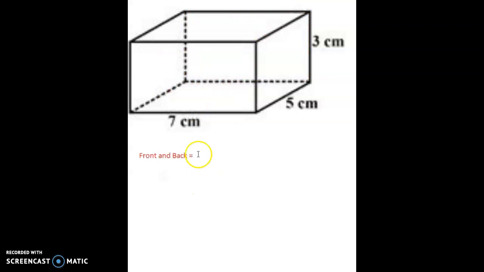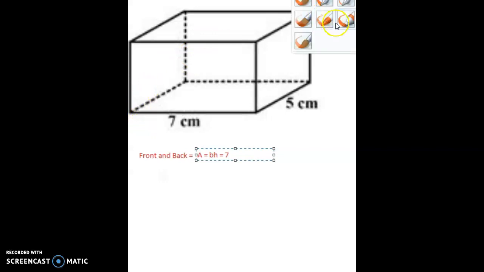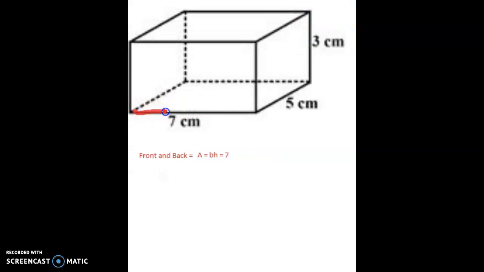Okay, so for the front and back, they're rectangles, so it's just base times height. And the base is 7, which is clear to see. If you look right here, the base is clearly 7 for that front shape. And then the height would be this line here. Now to find this line here, you're going to want to look across from it to here. So the height is actually going to be 3 centimeters. Okay, so the base is 7 and the height is 3.